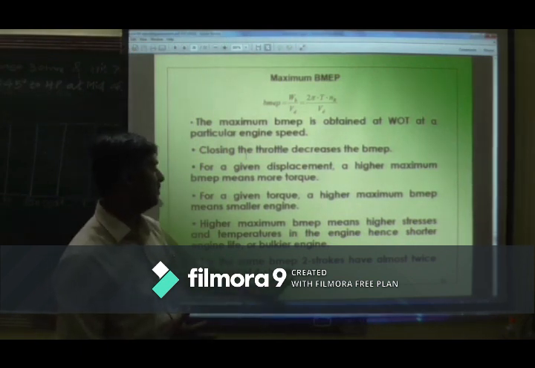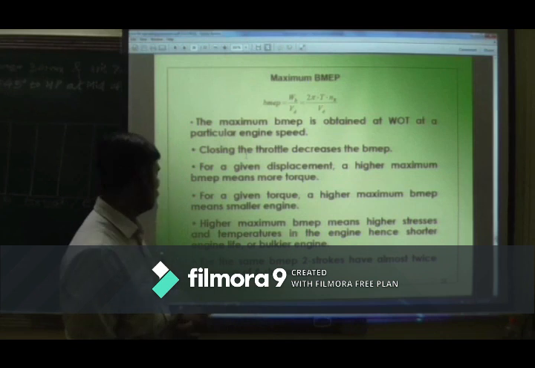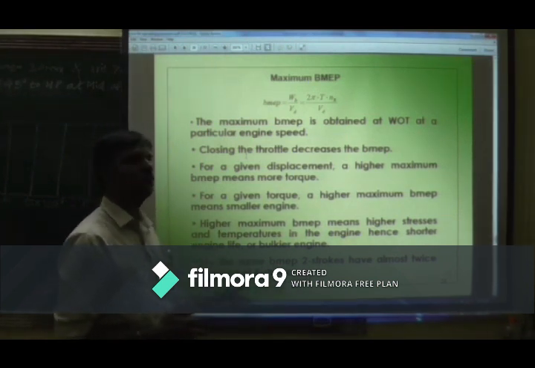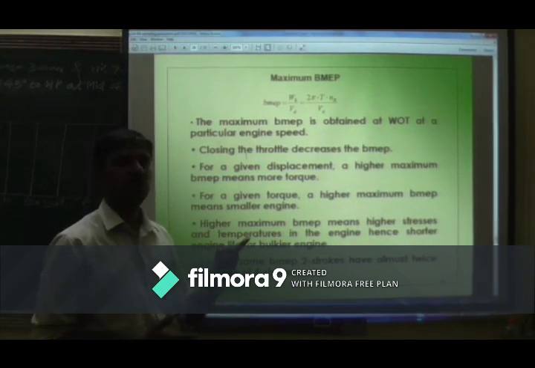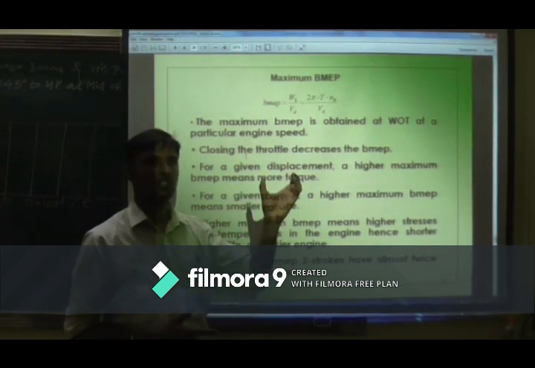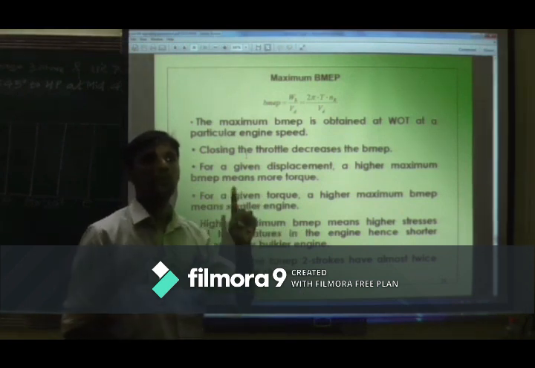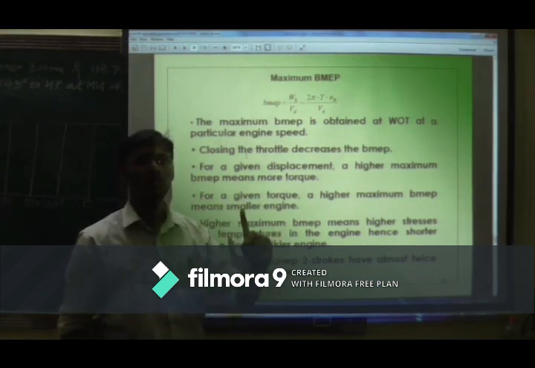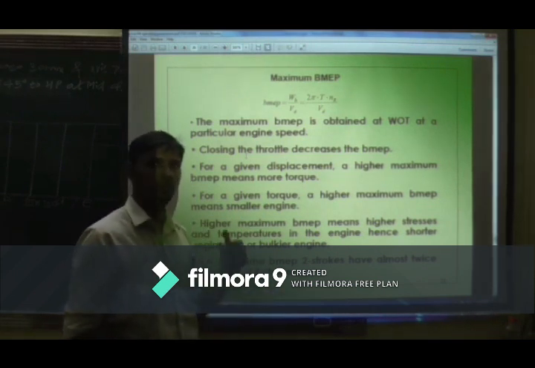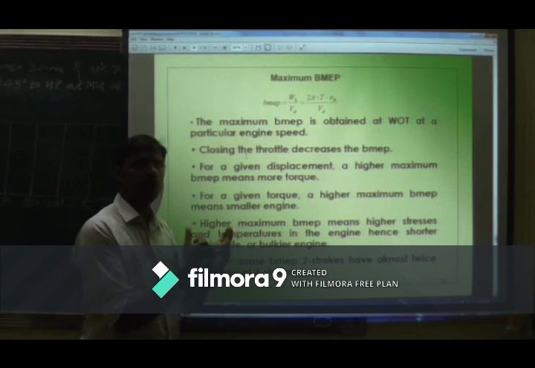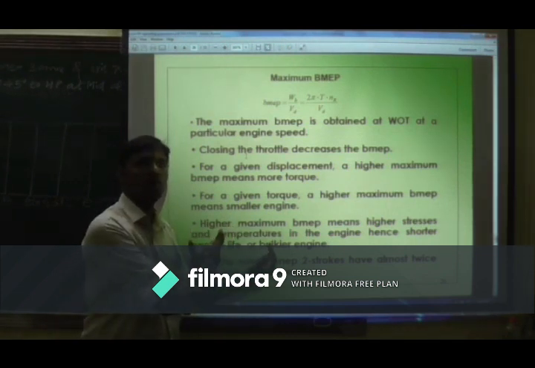For the same BMEP, a 2-stroke has almost twice the power of a 4-stroke. Why twice the power of a 4-stroke? Because in a 4-stroke engine there is suction, compression, expansion and exhaust. Two rotations will be there for one cycle, and here only one rotation, one cycle. So there is less friction, and we know indicated power minus friction power is equal to brake power. As friction power will be less, brake power will be more.